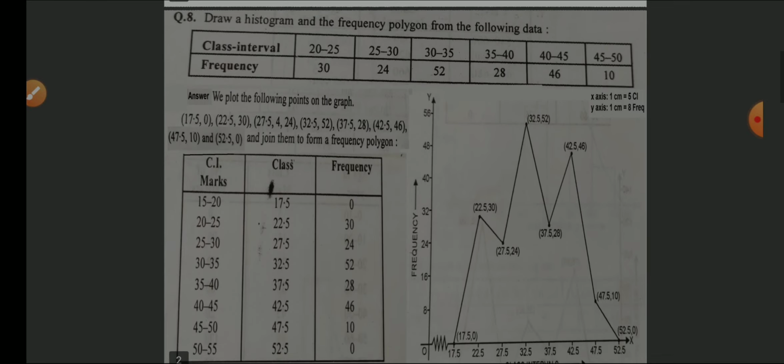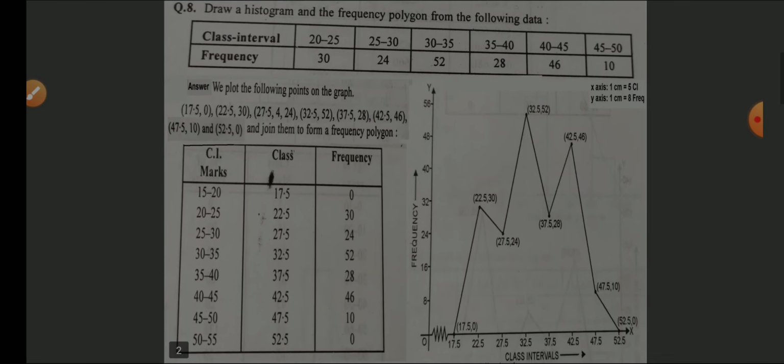Let us see question number 8. In question number 8, there are both things, histogram and frequency. Here I have not drawn the histogram, just a frequency polygon. The class intervals given are 20-25, 25-30, 30-35, 35-40, 40-45, 45-50. Frequencies given are 30, 24, 52, 28, 46 and 10.